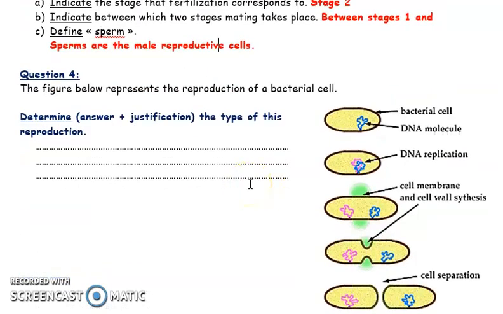The figure below represents the reproduction of a bacterial cell. Determine the type of this reproduction. So we have one bacterial cell. A constriction appears in the middle of the cell, and then two daughters appear. Is it a sexual reproduction or an asexual reproduction? Is there participation of two partners or one partner?